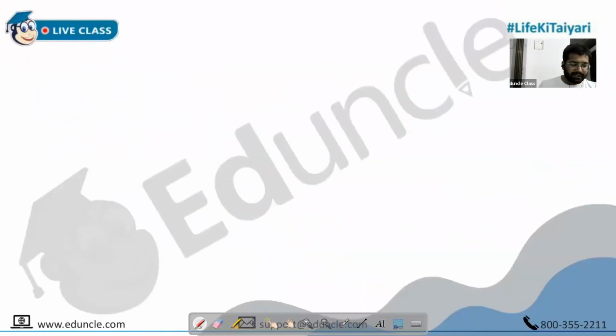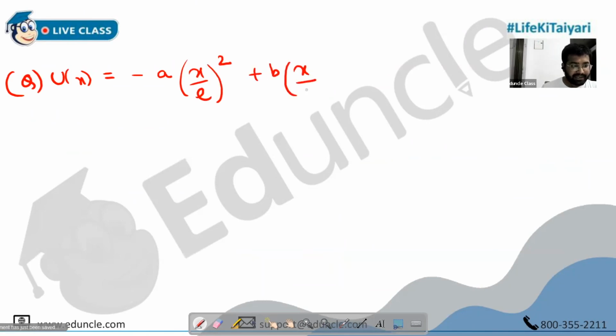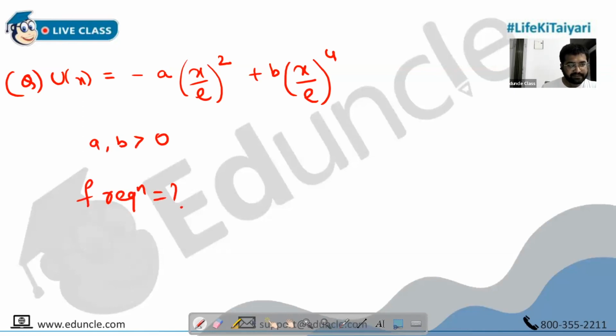Chalo. On equilibrium, one question can be expected. Suppose we have been given that potential energy is given by minus A into (x upon L) the whole square plus B into (x upon L) the whole raised to 4. They have given us that A, B is greater than 0. And they are asking you the frequency of small oscillations.